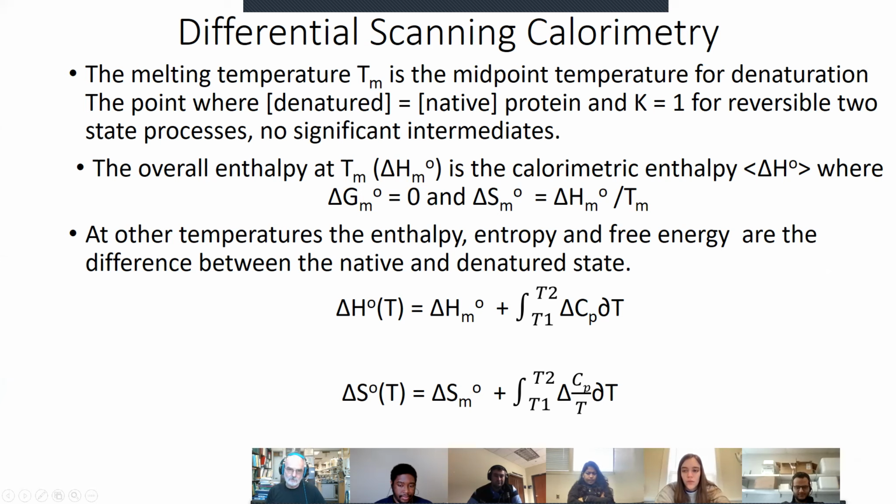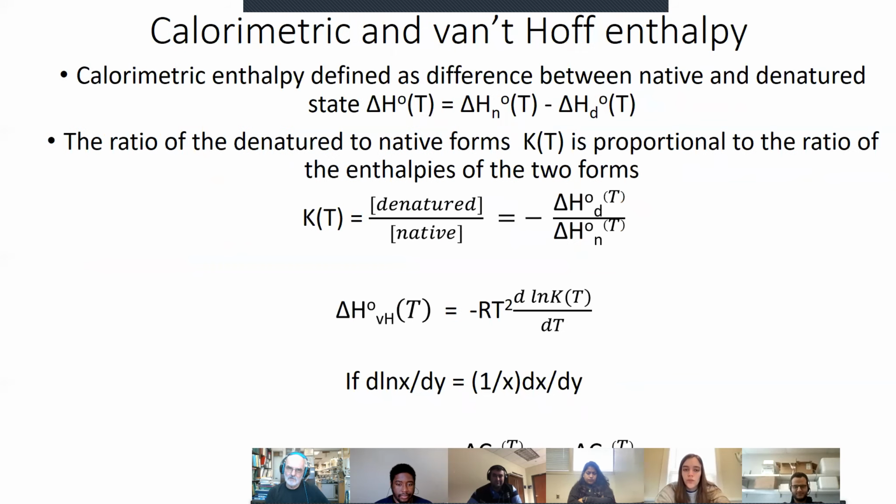Sometimes there are irreversible events that happen when you melt stuff. Proteins don't always like being melted. But in any event, these simple expressions that we've already used a lot will apply, okay? And so this is part of the complexity of differential scanning calorimetry. You have to have some picture of what's going on and how you're going to account for it.